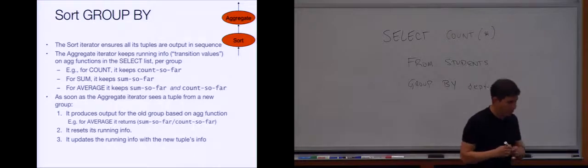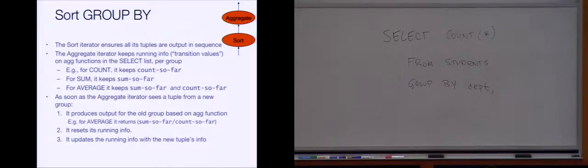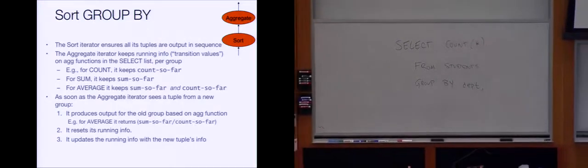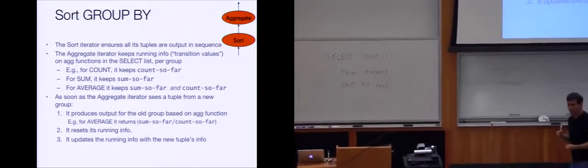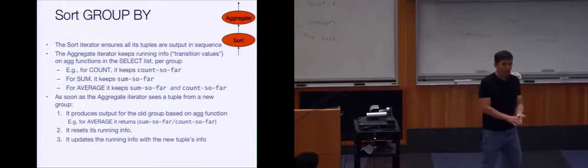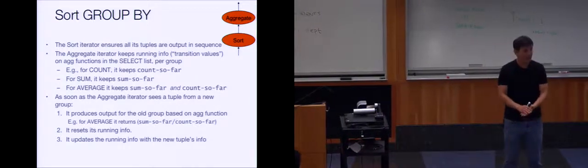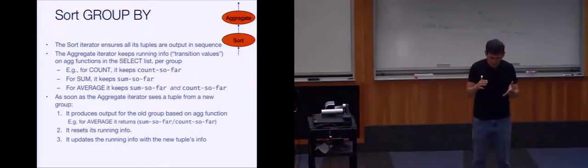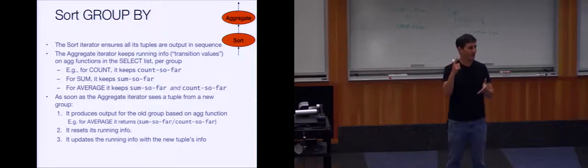Select count star from students group by department. The sort is going to sort the tuples by department. Let's say the lowest alphabetical department is agriculture. So what we're going to need to do for count is keep the count so far of agriculture tuples. It's going to start at 0, and then it's going to get an agricultural tuple. It's going to say, hey, we're doing agriculture. 1. All right, it's going to throw away that tuple.